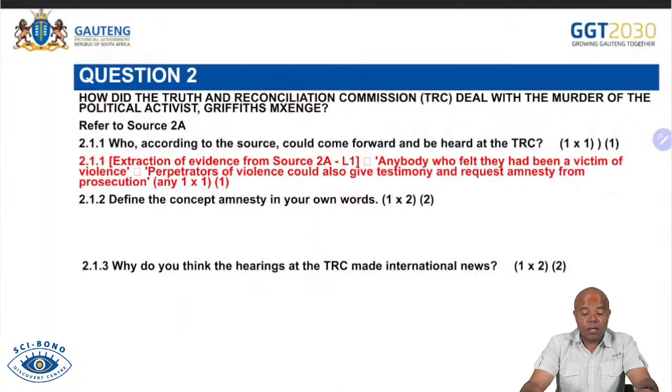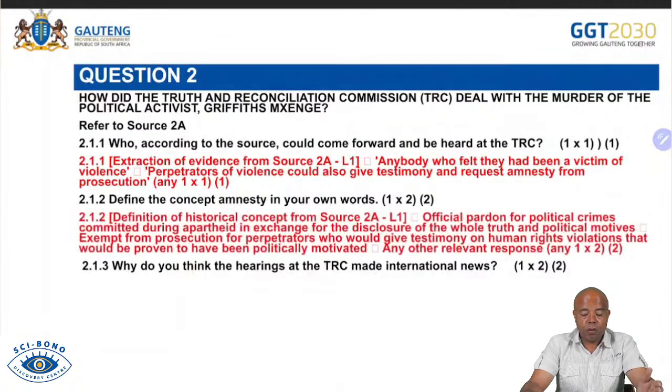Let's define the concept amnesty in your own words. Look at the mark allocation, 1 times 2. All concepts, 1 times 2 mark allocation. Let's look at it. Official pardon. Remember we said in the definitions it was basically official forgiveness, and I said we can replace the word forgiveness with pardon. Official pardon for political crimes committed during apartheid in exchange for the disclosure of the whole truth and political motives, exempt from prosecution for perpetrators who would give testimony on human rights violations that would be proven to have been politically motivated.